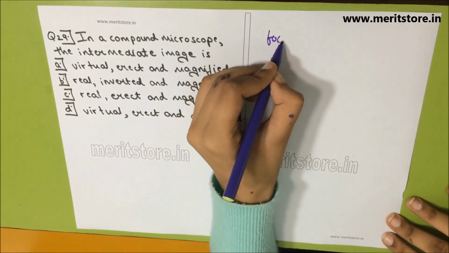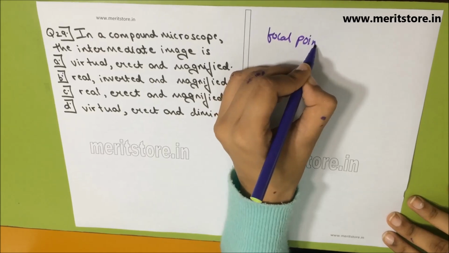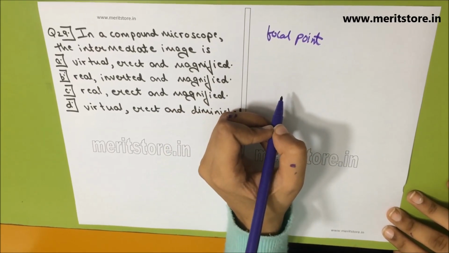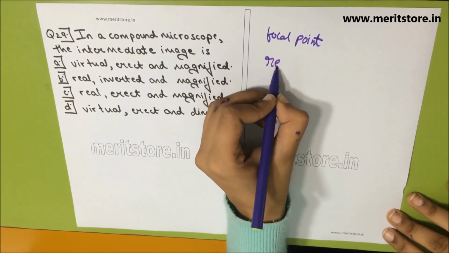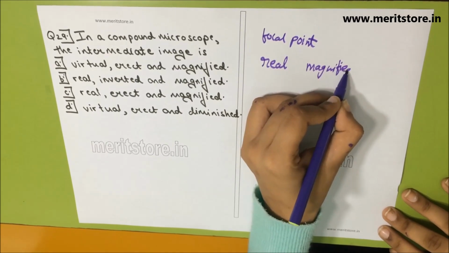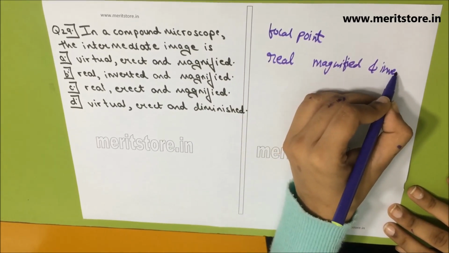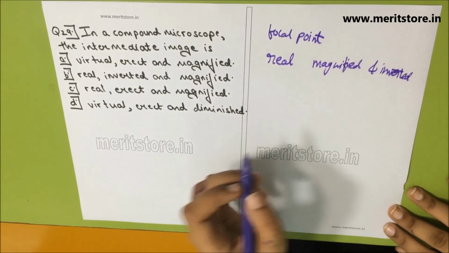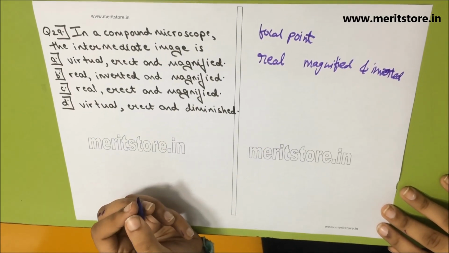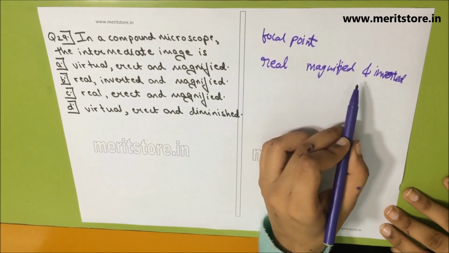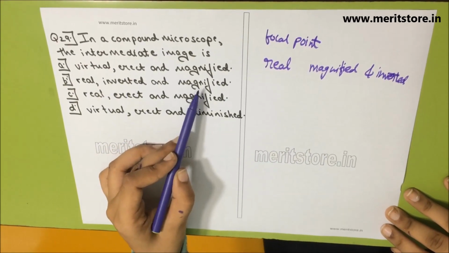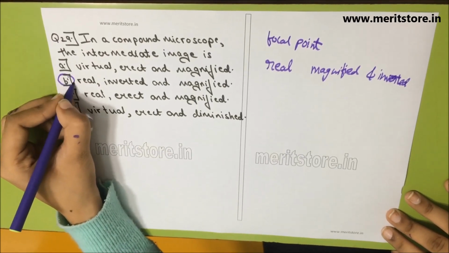of the objective. The objective forms a real, magnified and inverted image. So, we will have to find out the options which have real, magnified and inverted image. This is the intermediate image and it acts as an object for the eyepiece. Real, magnified and inverted intermediate image. We have it in option B, real, inverted and magnified. Option B is the correct option.